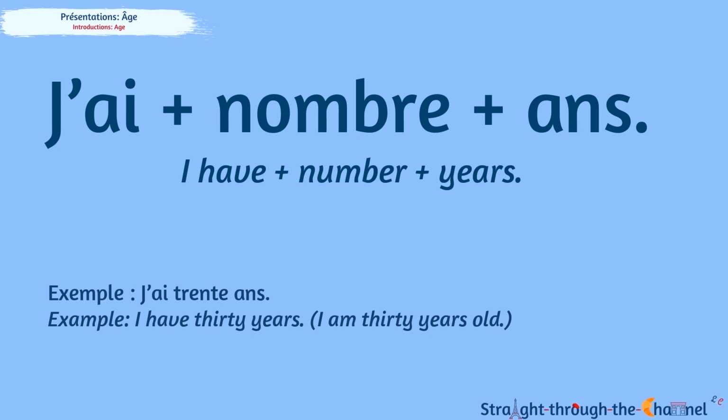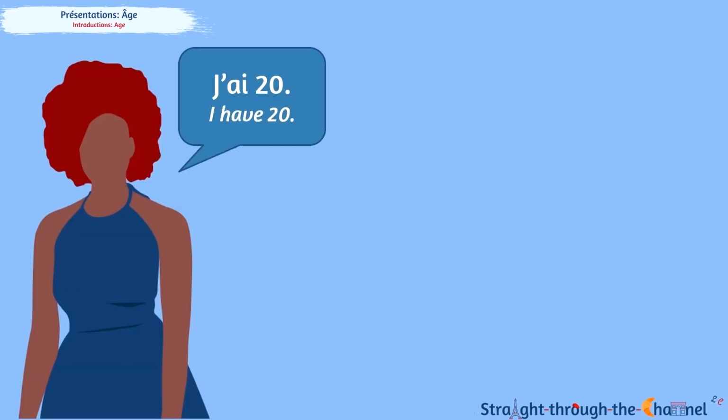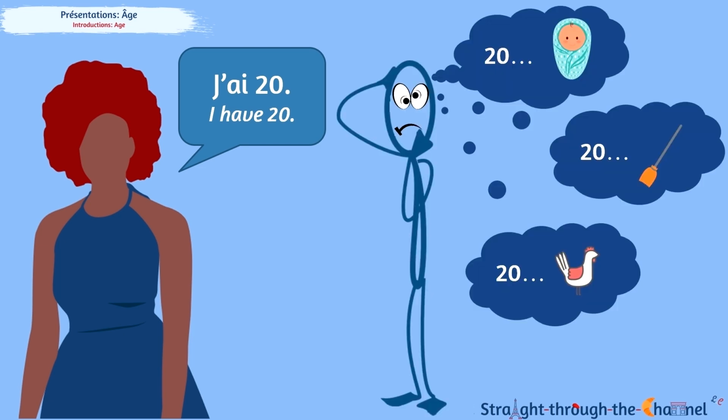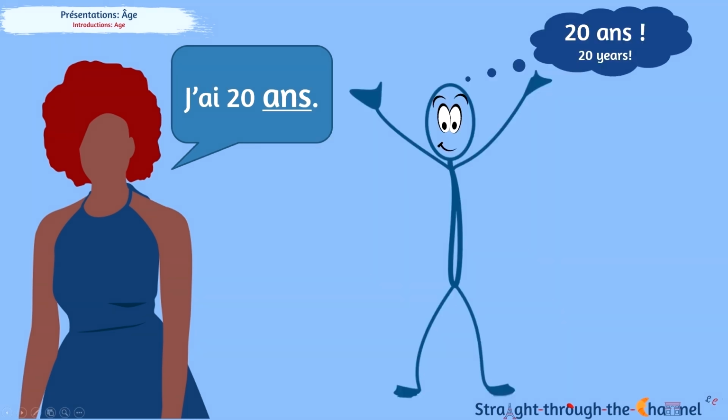For example, j'ai 30 ans, which translates literally as I have 30 years. Because we are using to have rather than to be in French, the use of the word en after the number is not optional. Think about it. If someone tells you, I have 20, you might be a bit confused as to 20 of what, which is why you'll need to be more precise and say, I have 20 years, hence the necessary use of en.